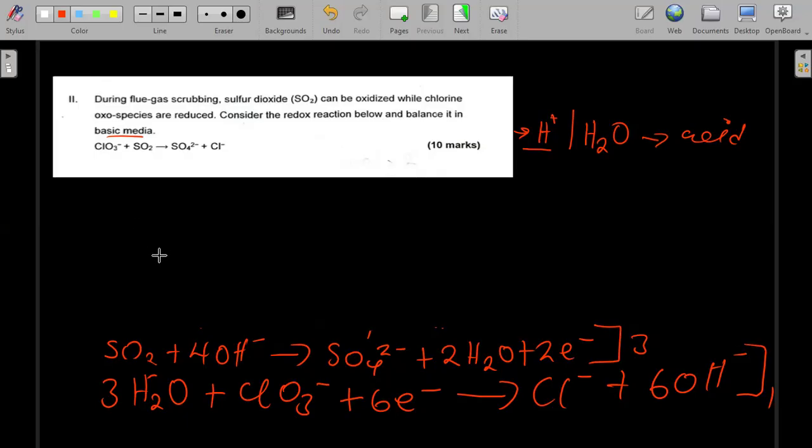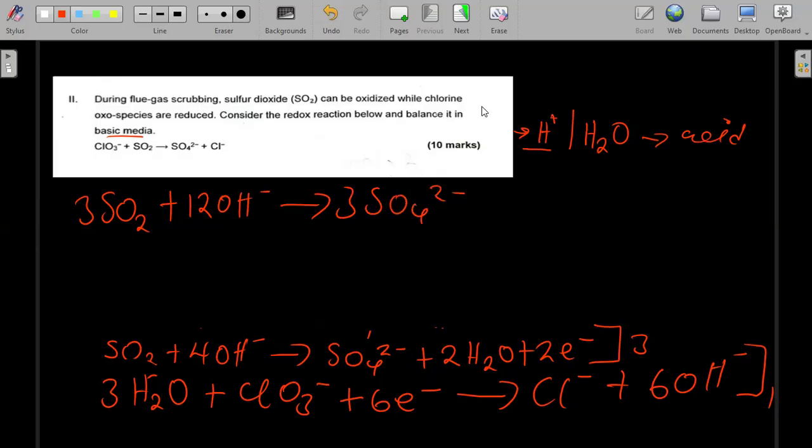So when we multiply by 3 there, we are going to get 3SO2, plus, so here we are going to have 12 hydroxide ions. This is giving us, 3 times that, 3SO4 2 minus. Then what else? We are also going to get 2H2O, so this is 6, so that has to be 6. So we're going to get 6H2O, then plus 6 electrons.